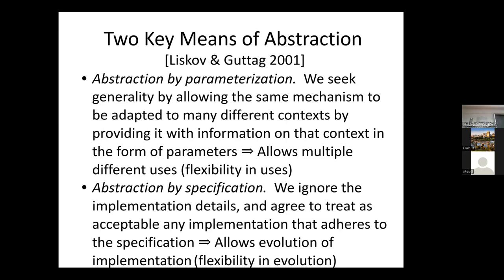Abstraction by specification. Here we're hiding implementation details. Basically, any implementation that adheres to the specification is okay. We're hiding the details of what the implementation is as long as it does the same job. As long as it accomplishes the same thing, we allow it to do it in whatever particular way. So here we're allowing evolution of the implementation. The top one allows different uses, like you can pass these values, you can pass those values. It gives flexibility of use. The bottom one gives flexibility of implementation and evolution of that thing. What do I mean by evolution?